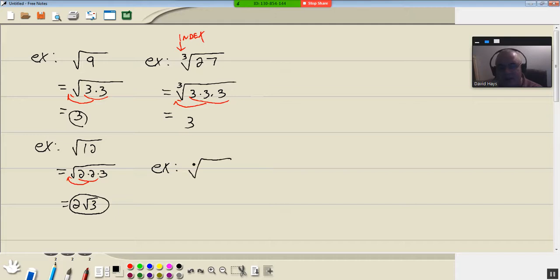Now consider if I had this. Now this is a square root, this is a cube root. Then it starts getting a 4th root, 5th root, 6th root, so that's how you pronounce those. If we did the prime factorization of 32, that's 5 2's. Now our index tells us how many we're looking for. So our index is 5, which means we're going to look for 5 of something. Well, here I got 5 2's, so these 5 2's are going to come out in front as a single 2.